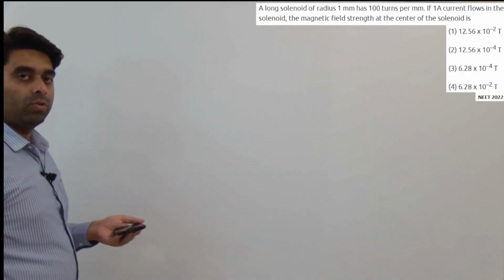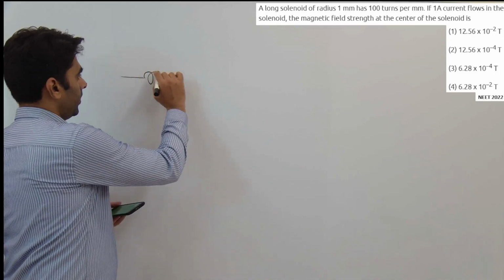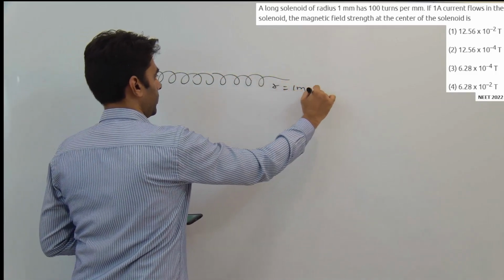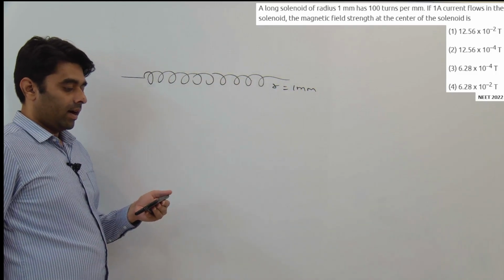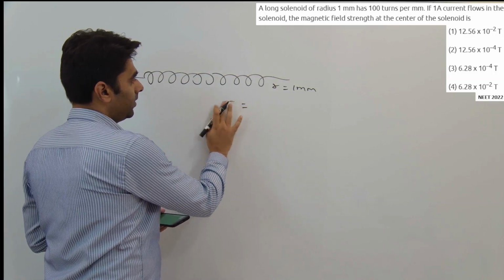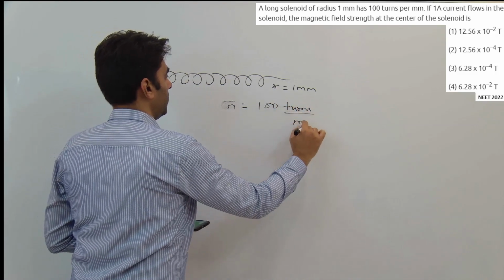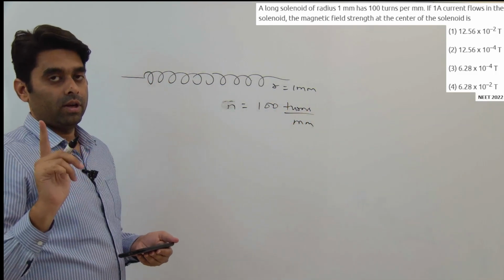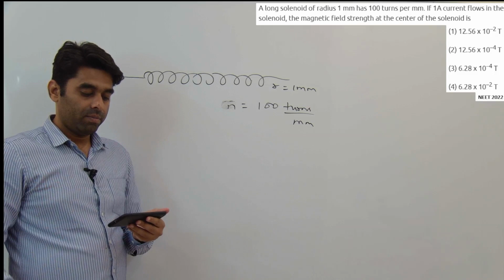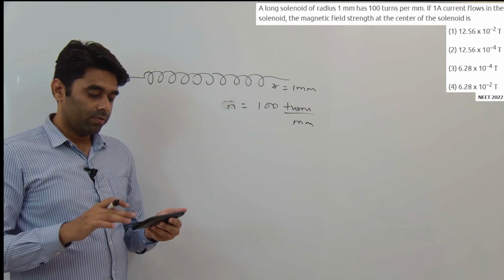So the next question that is given to us is, a long solenoid of radius 1 mm, that is an infinite solenoid, has 100 turns per mm. That is, the number of turns small n is given to us as 100 turns per mm. Be careful with this. It is not given per meter, it is given per mm. Next it says, if 1 ampere current flows in the solenoid, the magnetic field strength at the center of the solenoid is.